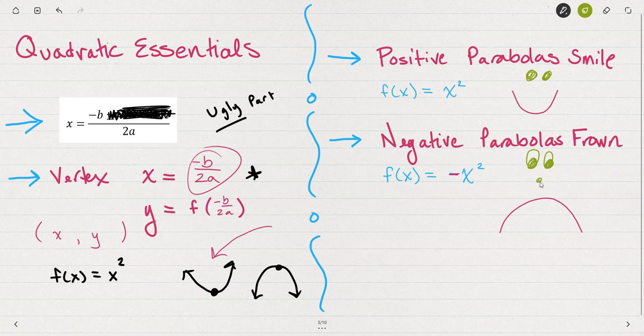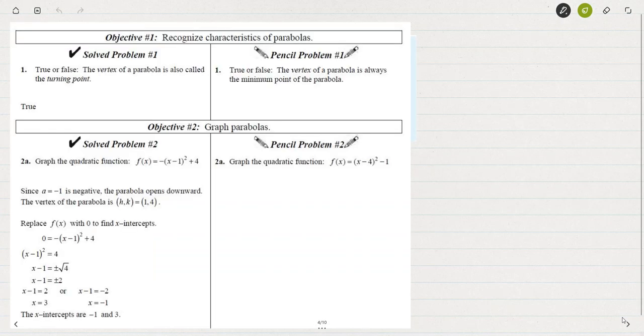There you go. So if you could remember those essentials, that's going to help you throughout this unit. Let's bring some of those things forward and apply them. True or false, the vertex of a parabola is always the minimum point of the parabola.